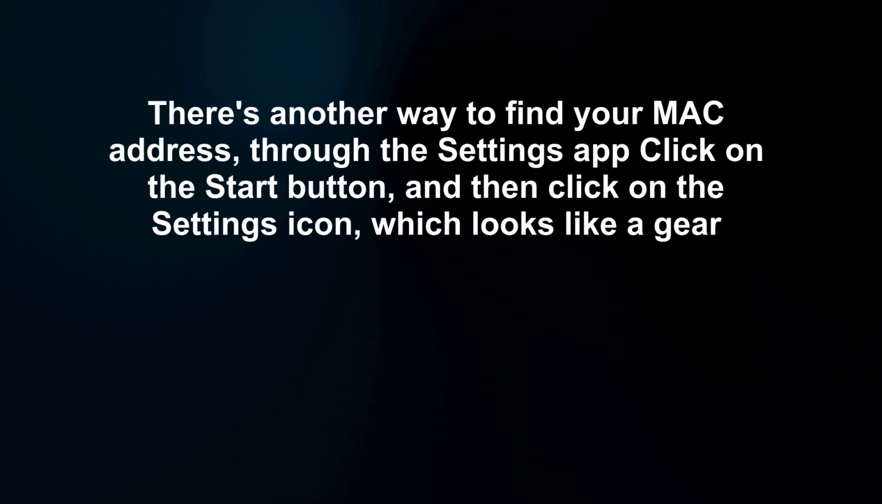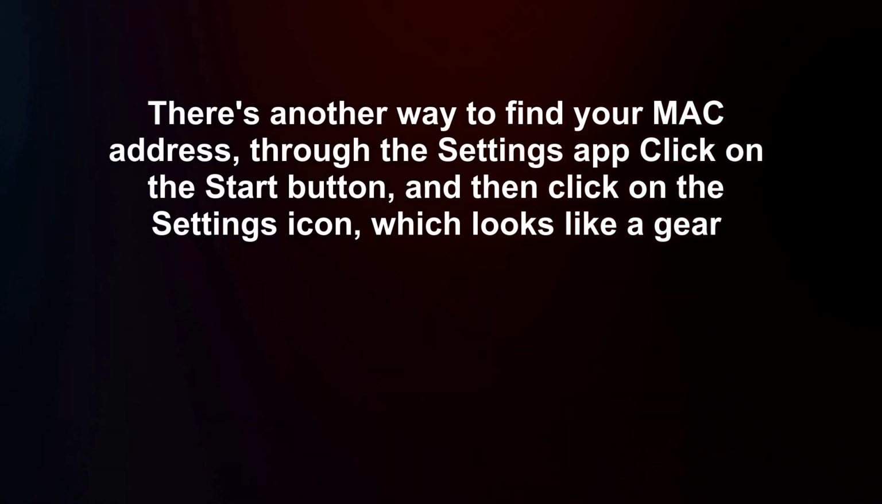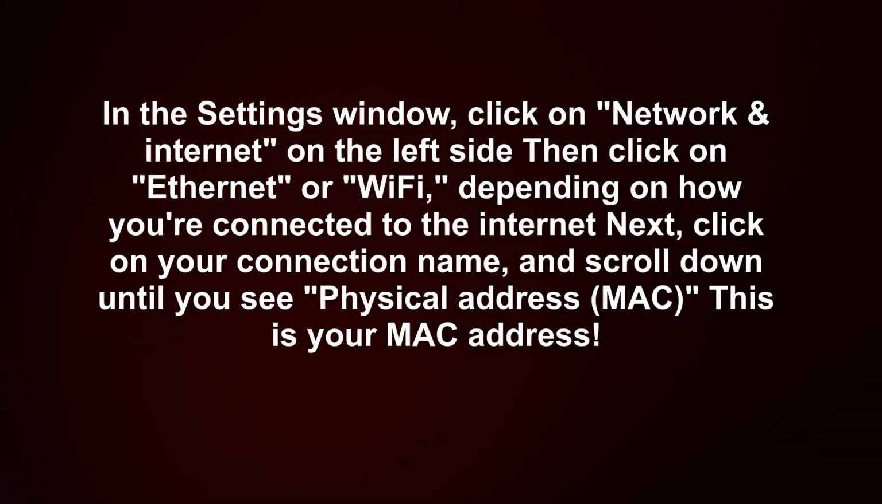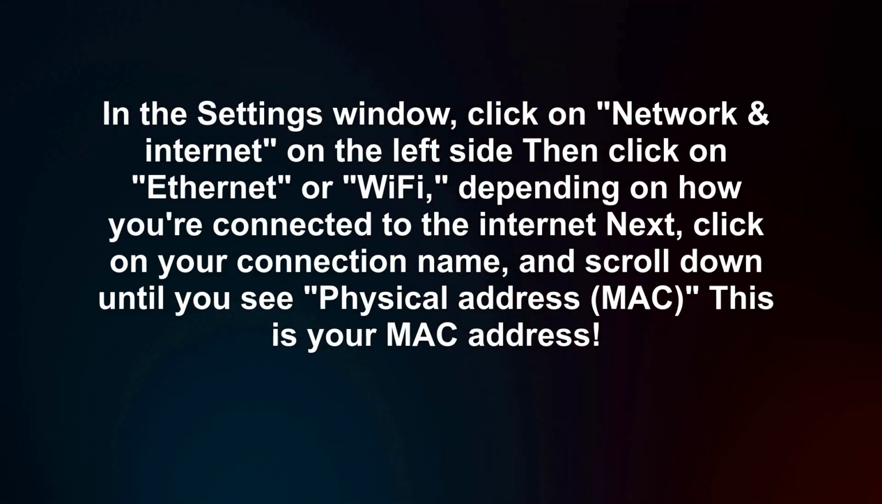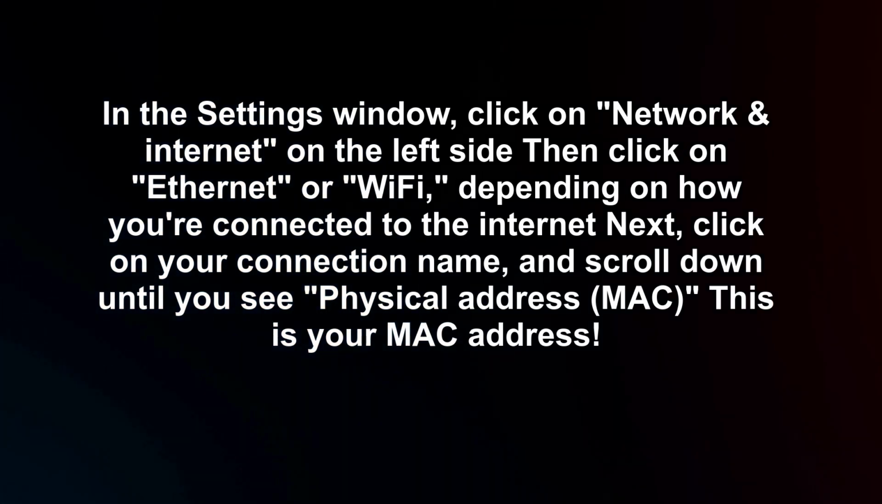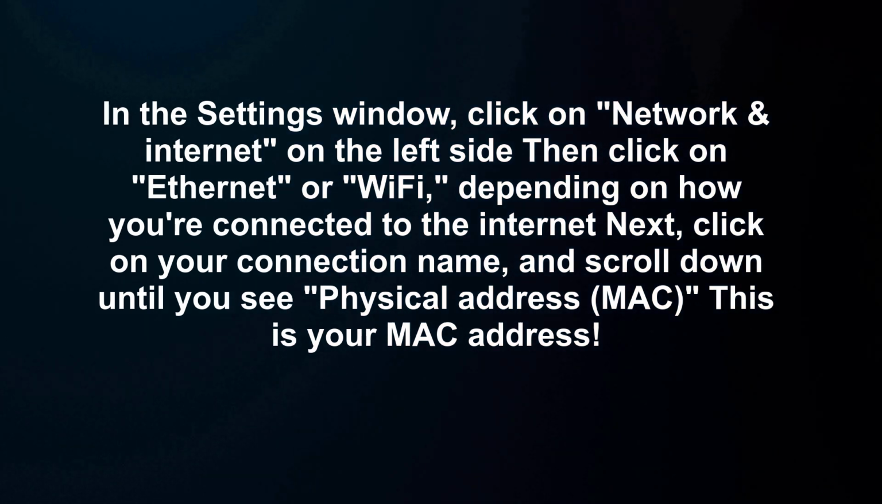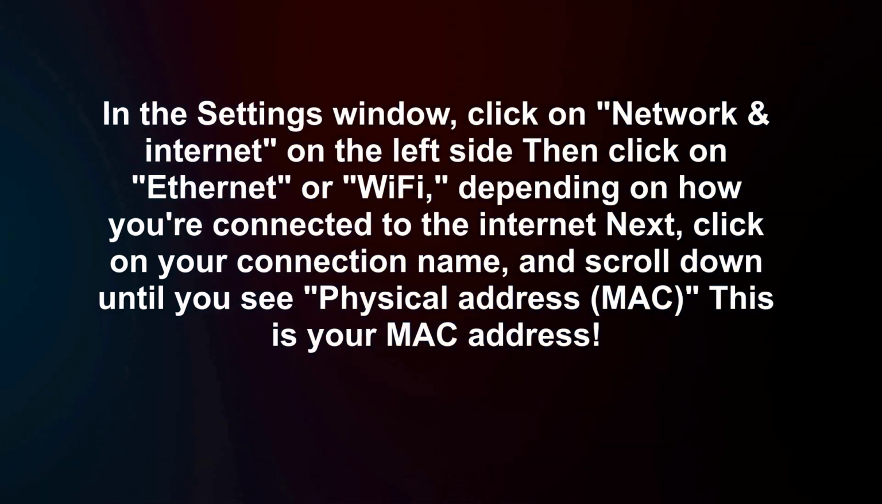Through the Settings app, click on the Start button, and then click on the Settings icon, which looks like a gear. In the Settings window, click on Network and Internet on the left side, then click on Ethernet or Wi-Fi, depending on how you're connected to the Internet. Next, click on your connection name, and scroll down until you see Physical Address MAC. This is your MAC address.